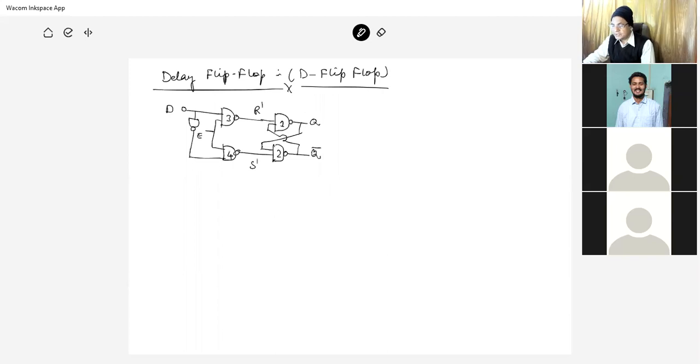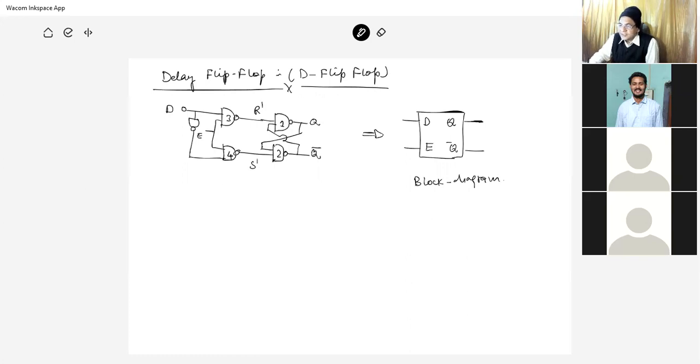The new input is... So this circuit can be expressed in terms of a block, and the block circuit is something like this. It is D, it is clock, and here it is Q, and this is Q bar. So this is the block diagram, and this is the circuit diagram. So briefly, we can describe the D flip-flop.